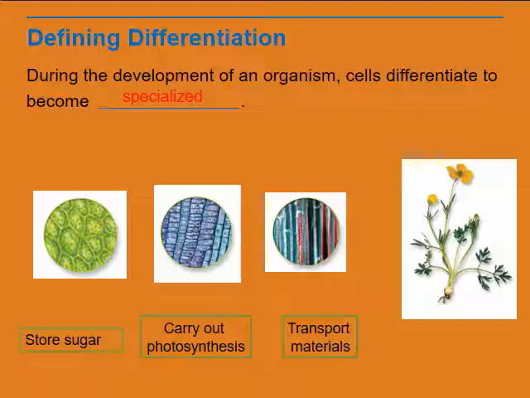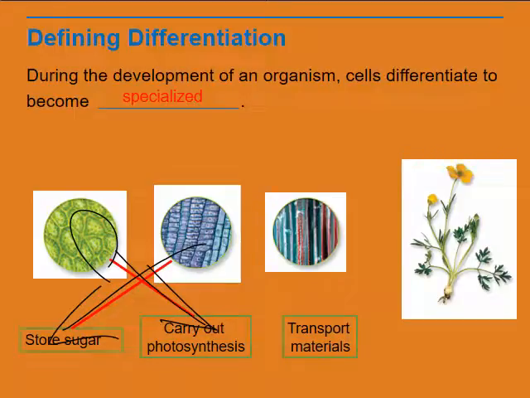In order for the cell to be differentiated, AKA specialized, it has to have a specific job that it has to do. So, for example, this is a cell that carries out photosynthesis. Think about it, green. This is a cell that stores sugar, whereas this one would be a cell that transports materials.